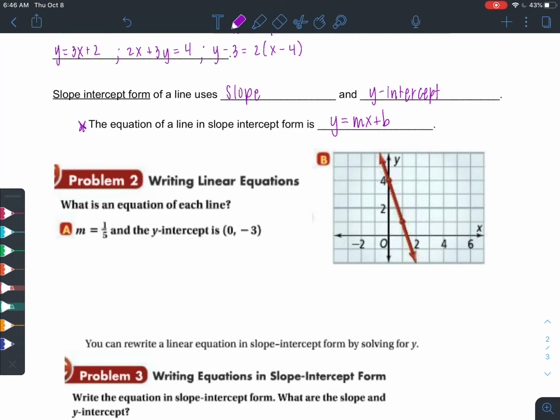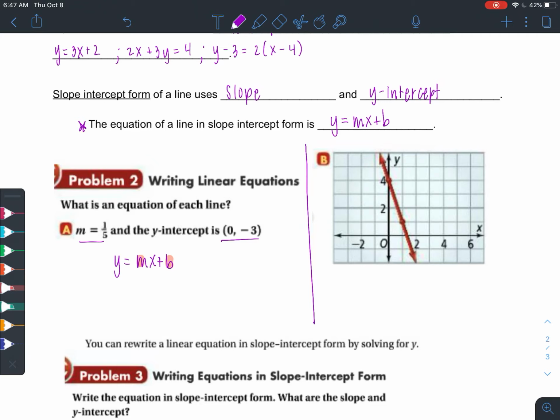Okay, so here we are given, in part A, so part A and part B, I'm going to draw a line so we don't get confused. So I've got my m and I've got my y-intercept. All right, so sometimes it gives us our y-intercept as a point. Sometimes it'll say b equals. So here's my form, y equals mx plus b. So I need an m and I need a b. So my m is easy to find, it's just 1/5.